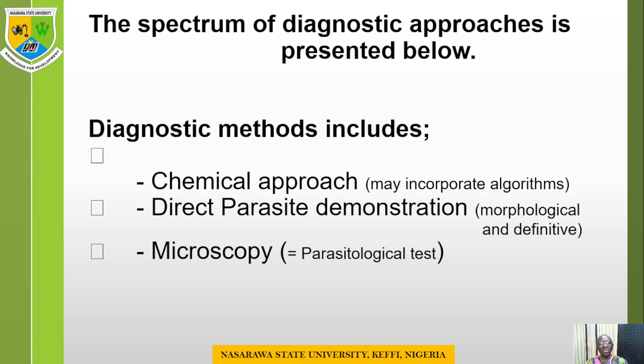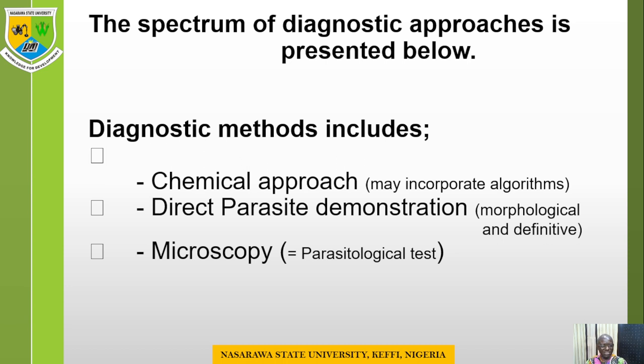Now, we have been in a more broad spectrum of diagnostic approaches, which I present here below. These are the diagnostic methods, which include chemical approach, and may incorporate algorithms. What do I mean by algorithms? We'll get to understand it later. Now, direct parasite demonstration is more of morphological and definitive, and then microscopy is more of a parasitological test.